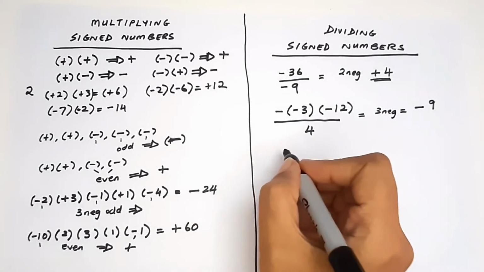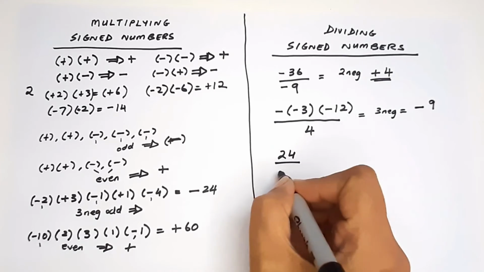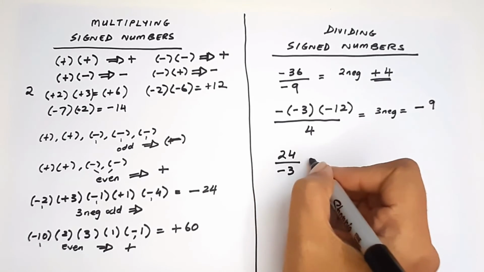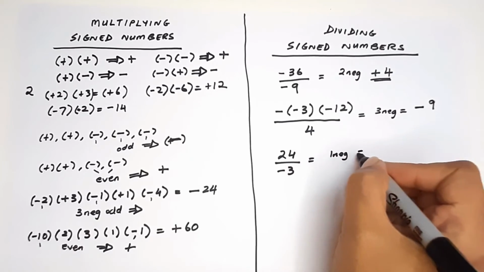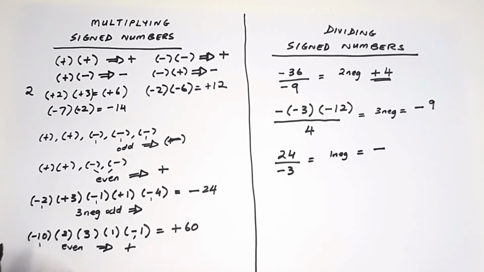Another example. 24 over negative 3. How many negatives? There's only 1 negative. So the answer has to be negative. 24 divided by 3 is 8.